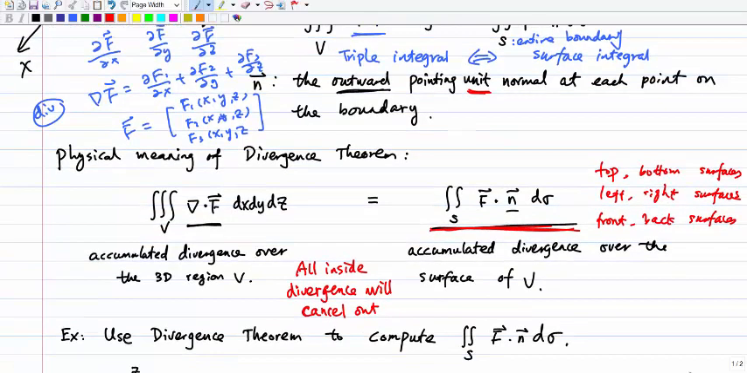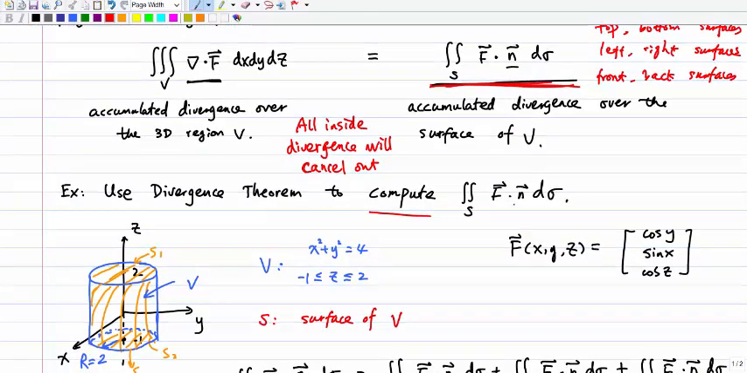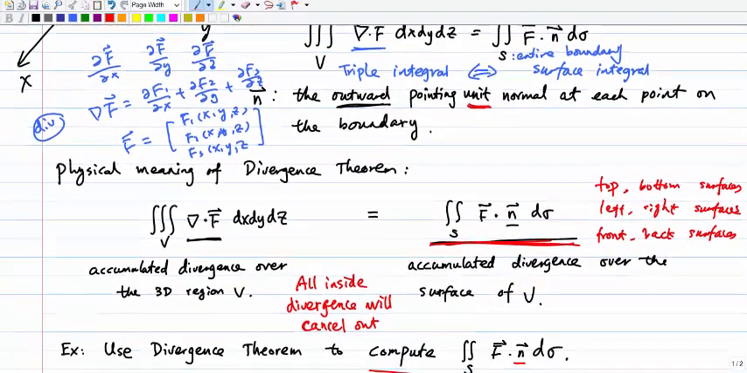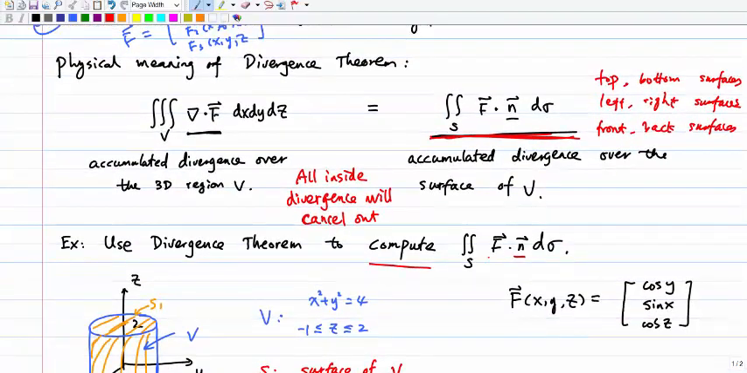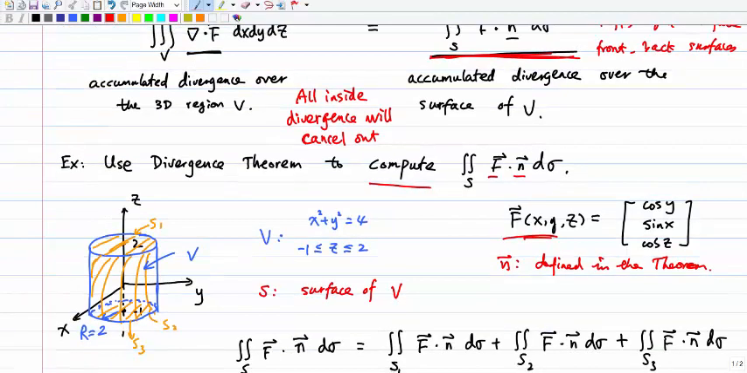Now I'm going to show you an example of how we do that. The problem I'm talking about is that we want to use the divergence theorem to compute this surface integral. And n, of course, as I mentioned before, is the outward pointing unit normal at each point on the boundary of the surface. F is given by this. This is my F, and this n is defined in the divergence theorem.